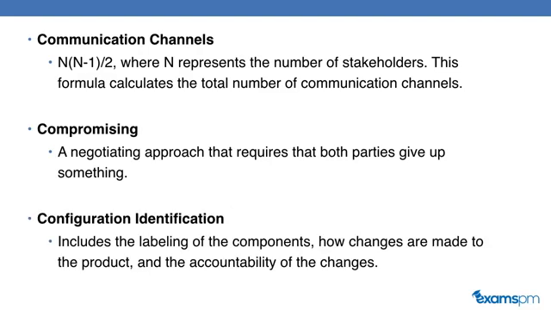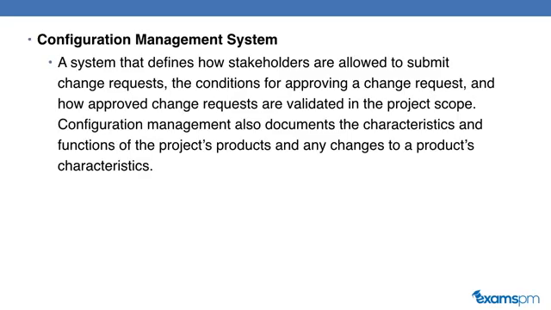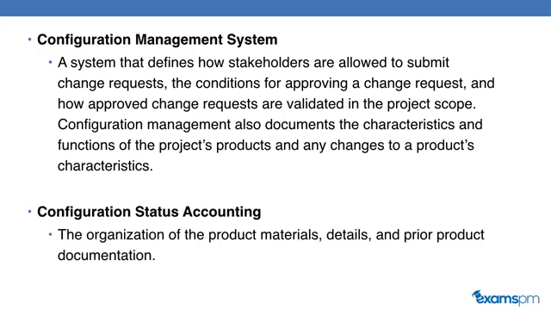Configuration identification. This includes the labeling of the components, how changes are made to the product, and the accountability of the changes. Configuration management system. This is a system that defines how stakeholders are allowed to submit change requests, the conditions for approving a change request, and how approved change requests are validated in the project scope. Configuration management also documents the characteristics and functions of the project's product and any changes of the product's characteristics.